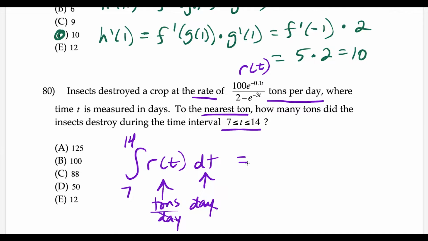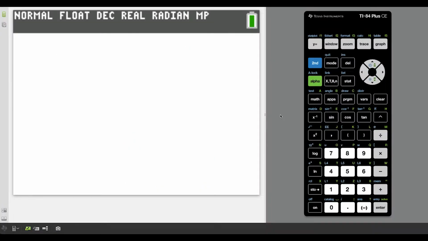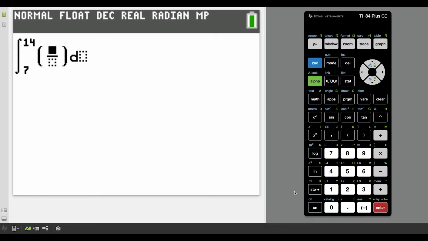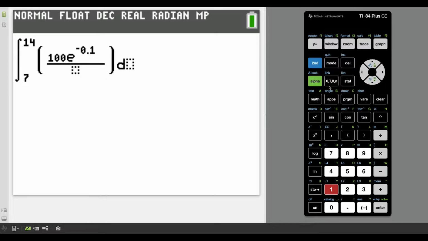So now we're just going to switch over to the calculator view. So we'll go ahead and punch this in. We have math 9 to pull up a blank integral, and it was from 7 to 14. And now we just have to type the function in from before. So we have alpha y equals enter. That's to make fractions. And we're going to have 100. And then e is second natural log. And we're at the negative 0.1 t power. And I'm just going to use x instead of t.